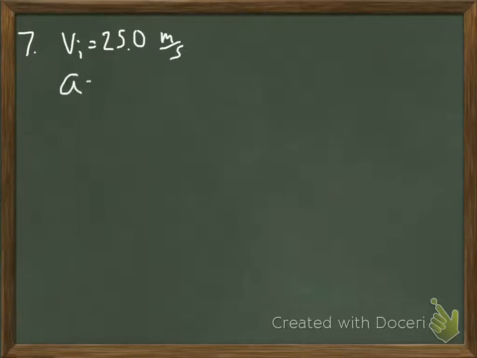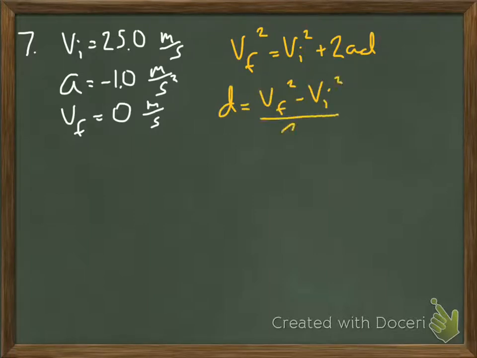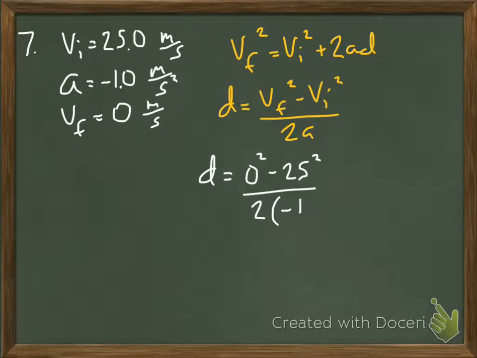In number 7, we have an initial velocity, and then we slow down and come to a complete stop, so we know that the final velocity is 0. We're given the acceleration. Don't forget we're slowing down, so it's negative. So it looks like our vf squared equation is going to be the best in this case because what we want is displacement. So let me rearrange to solve for displacement, and then we just plug in our numbers, and we are on our way.